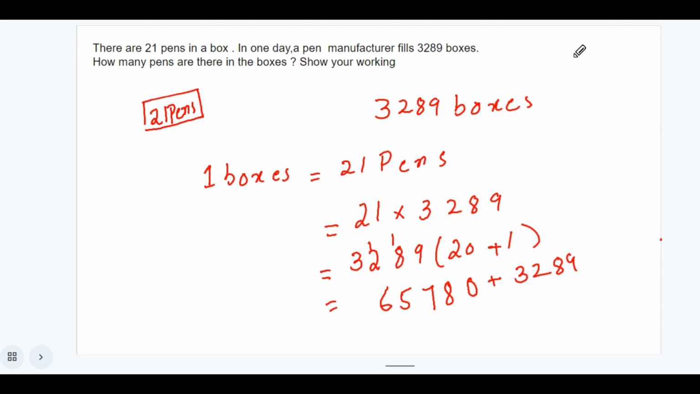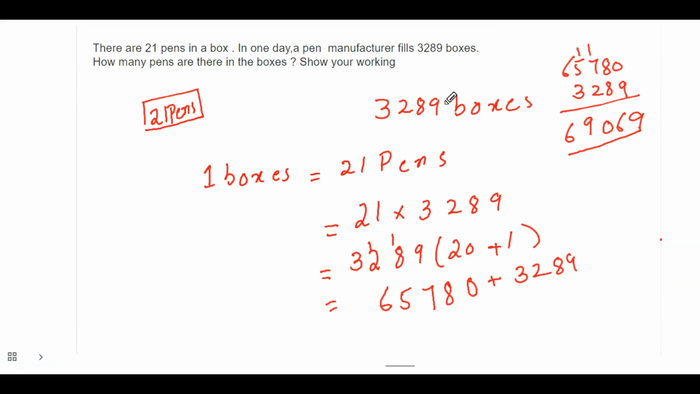Okay, now we can add these numbers. 6, 5, 7, 8, 0, and 3289. Now we can add them easily. 8 plus 2 is 10, and this is 9. 69069 are the total pens in 3289 boxes. Okay, we are done with this.